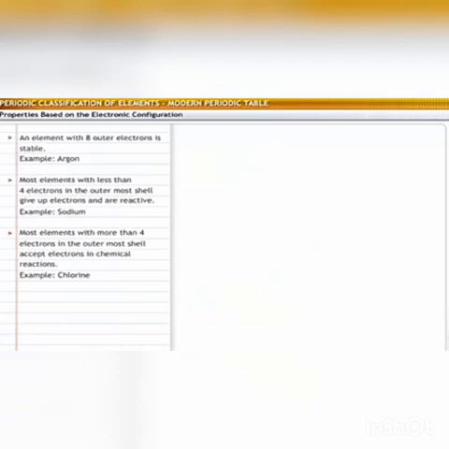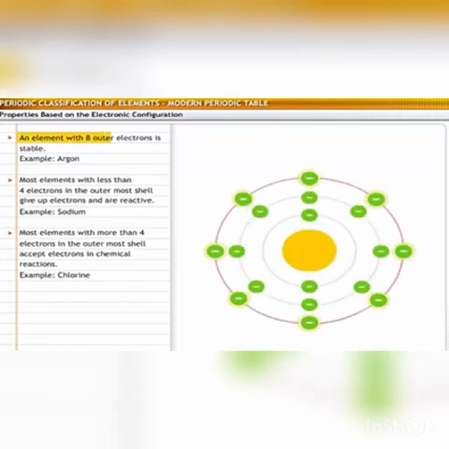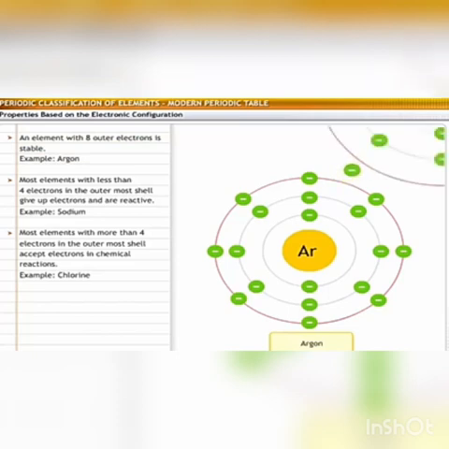Normally, elements show the following properties based on their electronic configuration. An element with 8 electrons in the outer shell is stable and does not normally enter into chemical reactions. For example, argon is an inert gas and does not react with other elements.